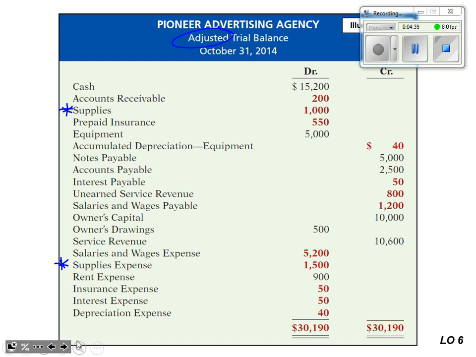am I looking at it wrong? 1,000. Isn't supplies expense, isn't it 1,500? I don't know why that's wrong, but again, could be an error in mine.